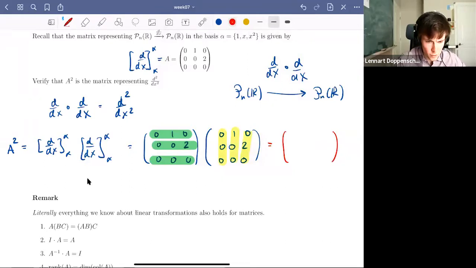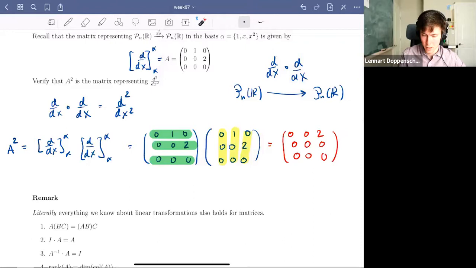Yes, so Andrew wrote in the chat the matrix, and that's correct. And you can verify this is the result because the first column is completely 0. This means that when you multiply this column with any of the rows, you get 0. Hence, these entries have to be all 0.